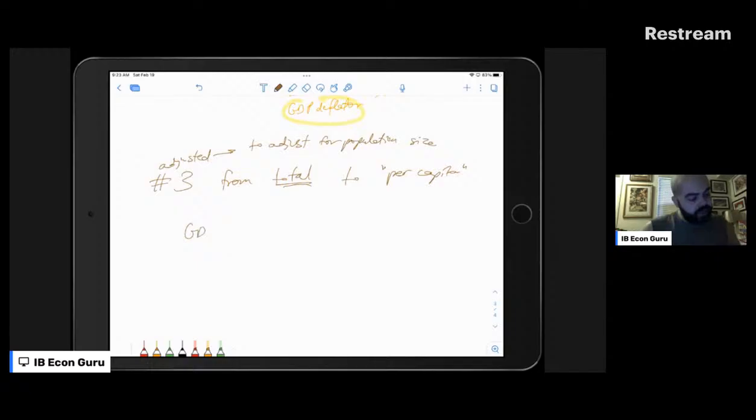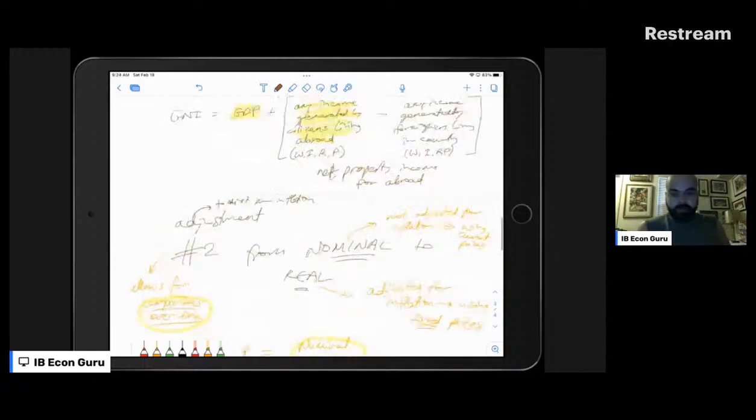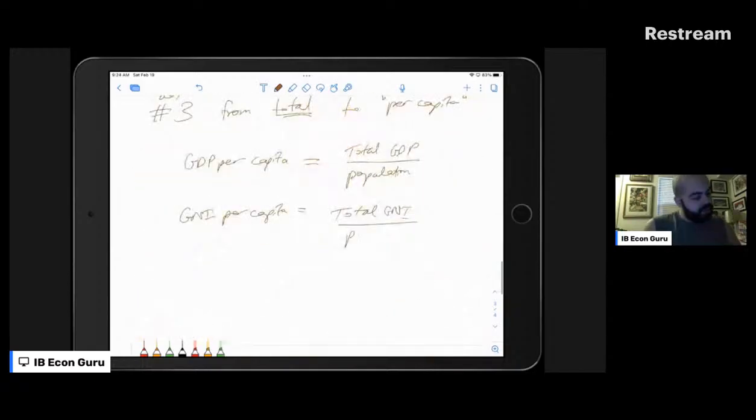Okay, so GDP per capita is basically, not capital, capita, I always write the L by accident, is equal to total GDP, the GDP that you measured using the output, income, or expenditure approach, divided by population. Okay, that's the GDP per capita. GNI per capita, by the way, is exactly the same. It's total GNI that you calculated using the first adjustment here, divided by population size.